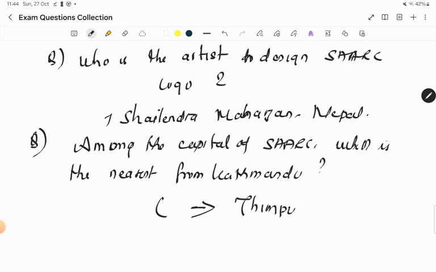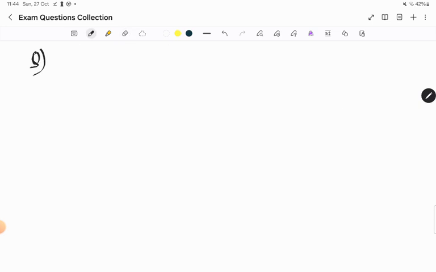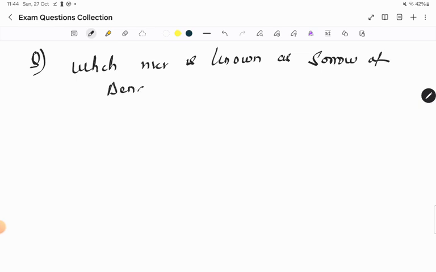Okay, next question. Which river is known as Sorrow of Bengal? Which river is known as Sorrow of Bengal? It is Damodar River of India.